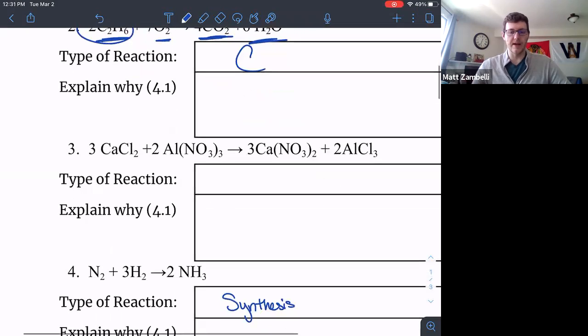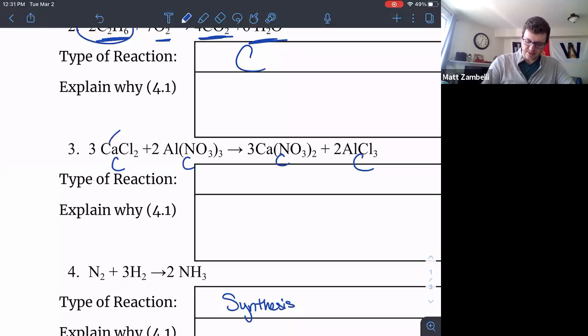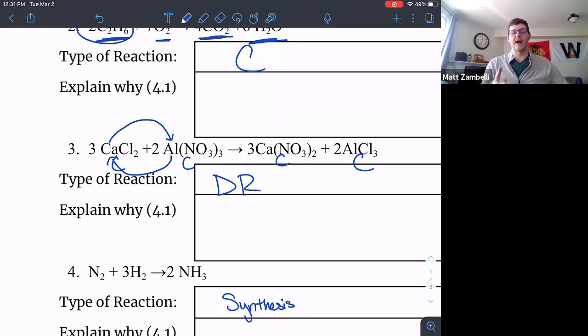Number 3, right here, we have calcium chloride and aluminum nitrate making calcium nitrate and aluminum chloride. When we have this reaction, we have 2 compounds right here. They're reacting and 2 new compounds were produced. When we have 2 things being replaced, so calcium's replacing aluminum and aluminum is replacing calcium. We have a double replacement reaction. 2 compounds, the metals switch spots to create 2 new compounds.